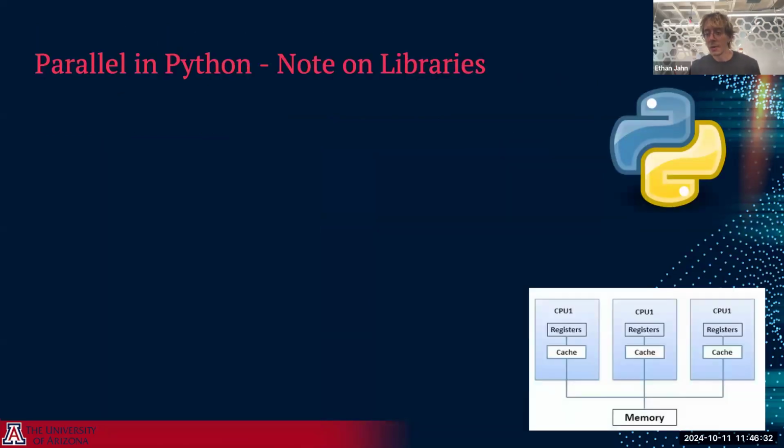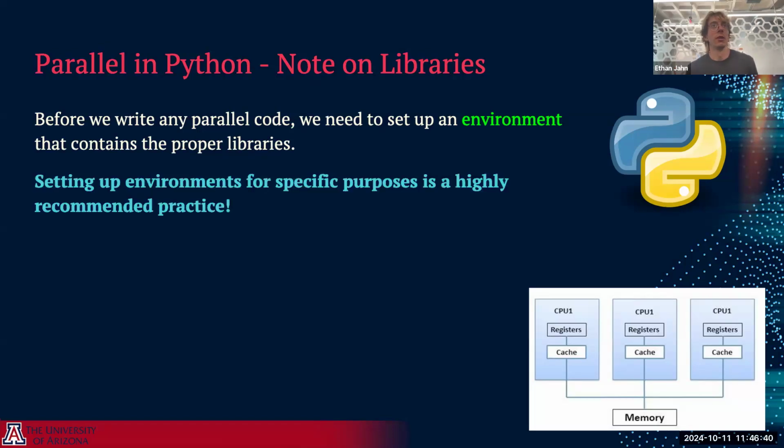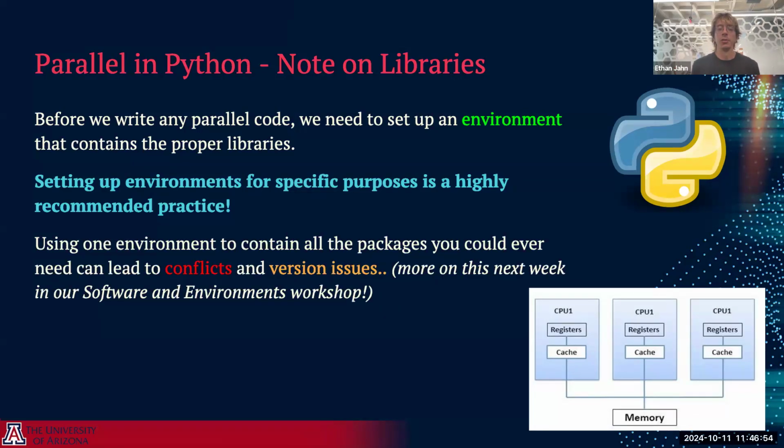So just a note on libraries before we get into this with Python. Before we write any parallel code, we'll need to set up an environment that contains the proper libraries. So for us, MPI for Pi is going to be the library that we need. And just as a note on this, setting up environments for specific purposes is a highly recommended practice. I don't recommend using one catch-all environment.